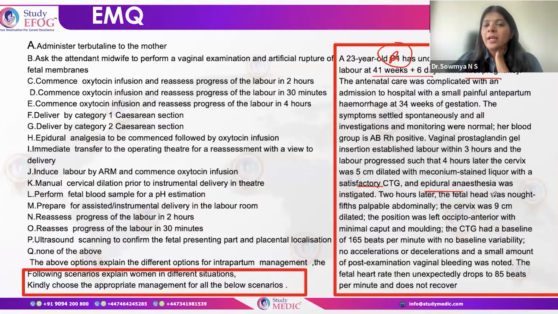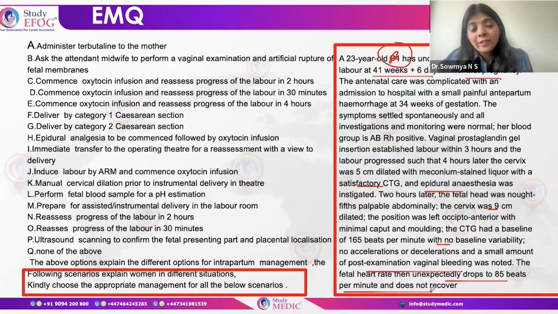Two hours later, the fetal head is 0/5 palpable, cervix 9 centimeters dilated, left occipito-anterior, minimal caput, bulging. CTG had a baseline of 165 with no baseline variability, no accelerations or decelerations, and a small amount of vaginal bleeding. Fetal heart rate unexpectedly drops to 85 and does not recover. So what am I dealing with? I am dealing with a post-dates lady, post-term pregnancy with a history of APH, induced with meconium-stained liquor, having a CTG which was normal before, but now at 9 centimeters dilated there is a bradycardia, and it says it does not recover.